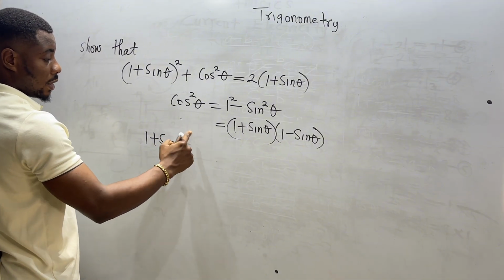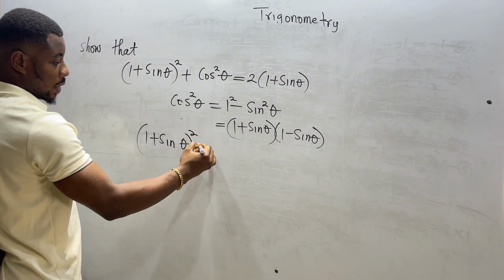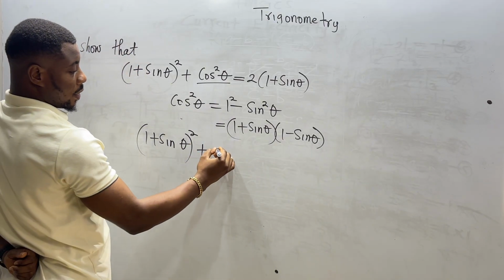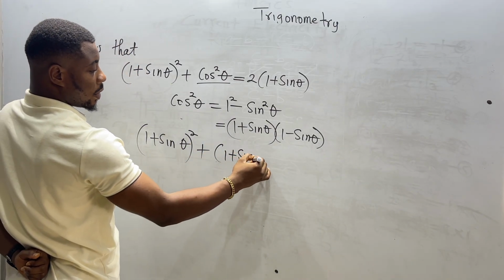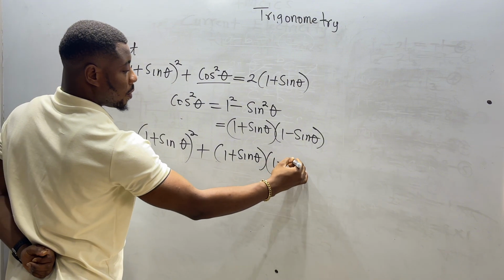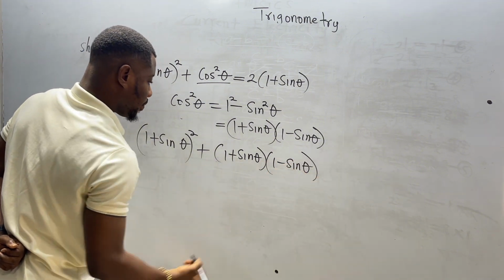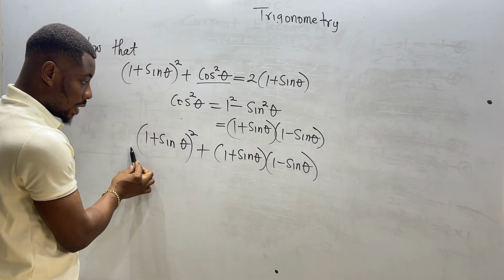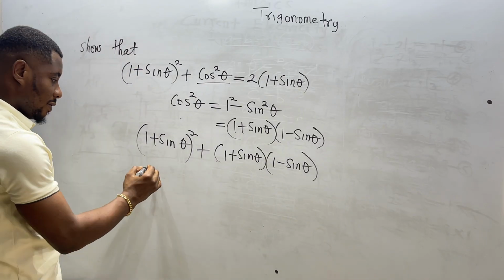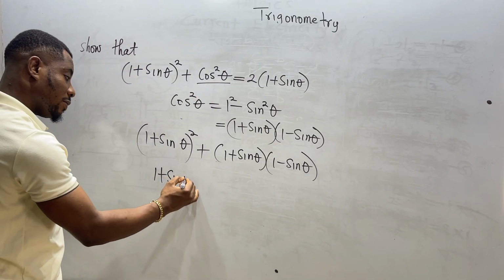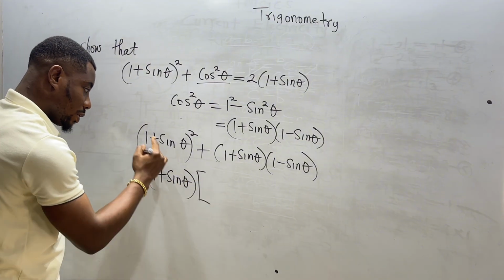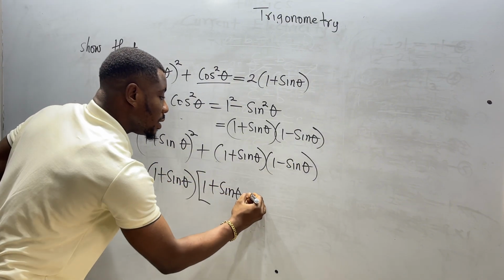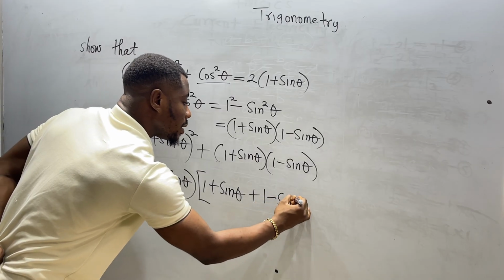Okay, so 1 plus sine theta all squared. If I place this guy here, I'll be having 1 plus sine theta into 1 minus sine theta. Now I would see clearly that 1 plus sine theta is common because it is here, it is also here. So if I factorize 1 plus sine theta from here, I'll be left with 1 plus sine theta here, and I'll be left with 1 minus sine theta here.